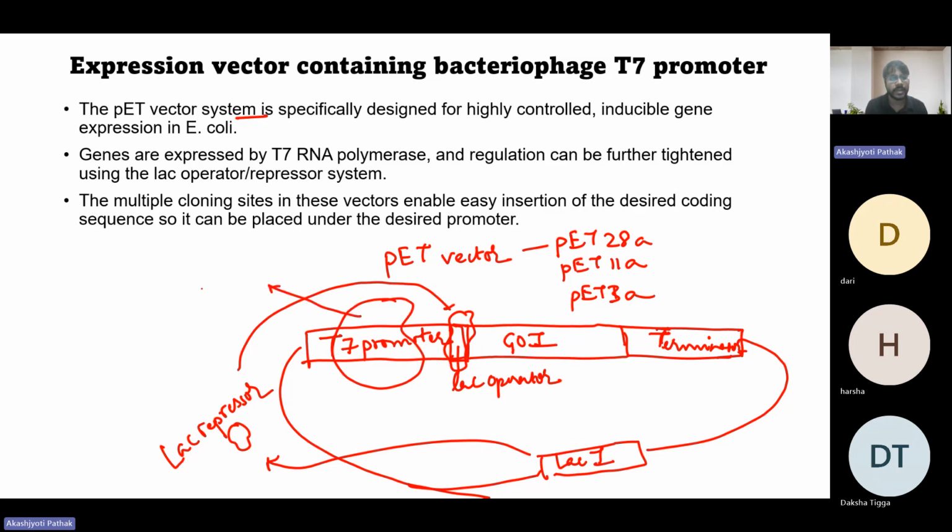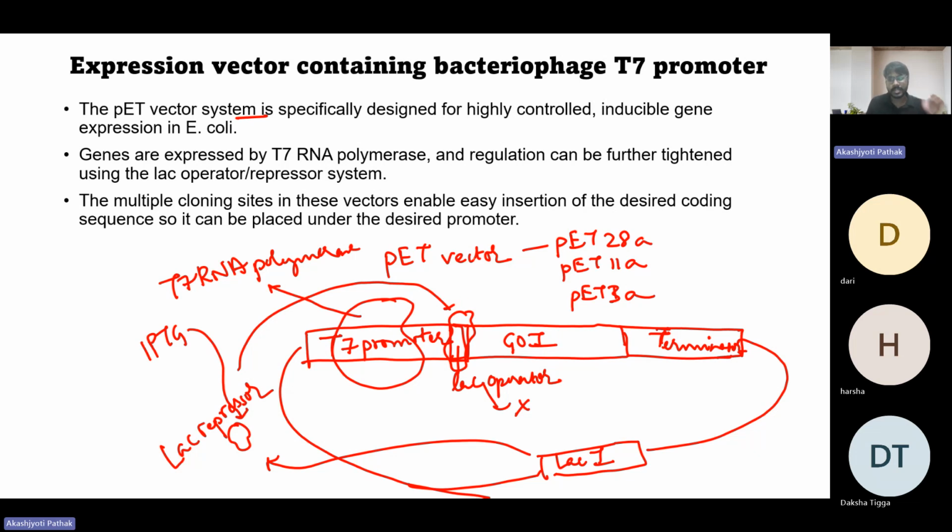This is your T7 RNA polymerase. Your T7 RNA polymerase cannot transcribe your gene of interest in the absence of IPTG. Once you add IPTG, your IPTG will go and bind to your repressor, and this repressor will be removed. Now your T7 RNA polymerase can transcribe your gene of interest. So this is the mechanism by which your protein gets expressed if your gene is cloned in a pET vector.